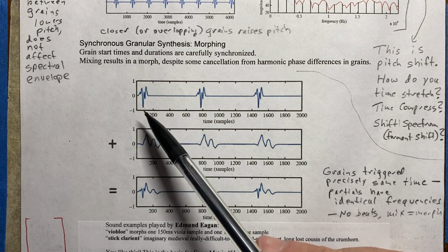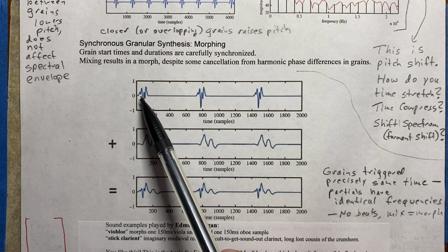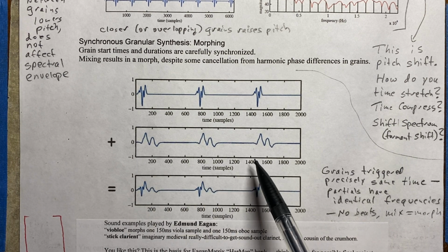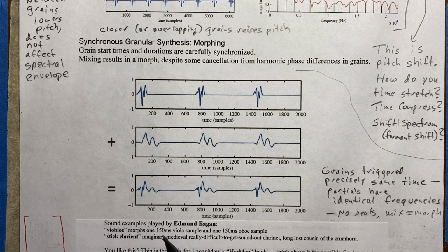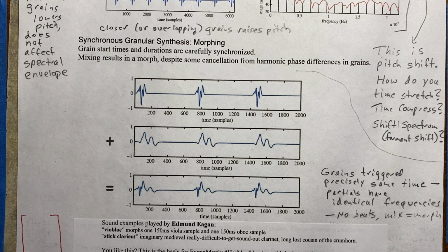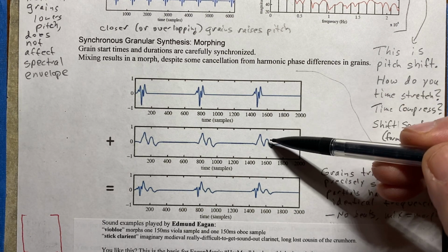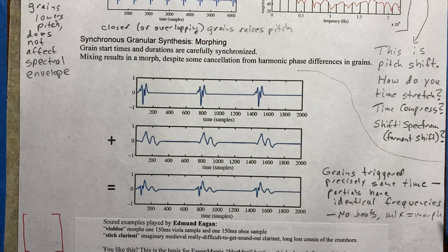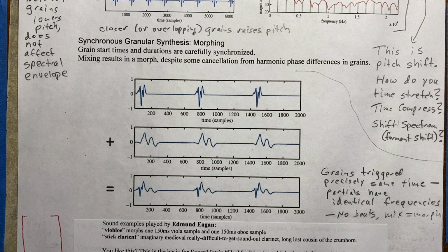Well, if you have two different grains from different sounds, and you trigger them exactly at the same time as another sound's grains, so they are exactly synchronous, then you get the sum of this thing. But as long as you trigger them exactly at the same time, remember, any repeating waveform can only have harmonics of the fundamental. So both of these are going to have the exact same frequency harmonics, and when you precisely trigger at the same time, the partials have identical frequencies. Because you don't get the beating between partials, the mix is the same as a morph.